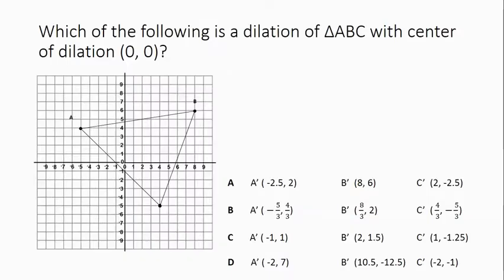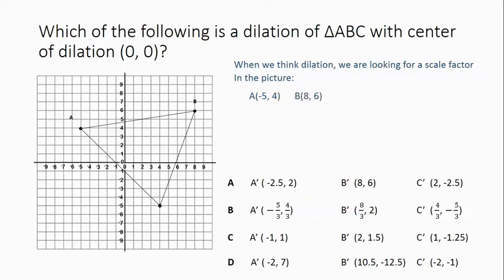Which of the following is a dilation? A triangle ABC, given in the picture, with center of dilation 0, 0. Well, when we think dilation, we're really looking for a scale factor. So, let's get the ordered pairs of A, B, and C. In the picture, we see that point A is at -5, 4. Point B is at 8, 6, and point C is at 4, -5. I know it's hard to see, but there is a letter C underneath that dot.